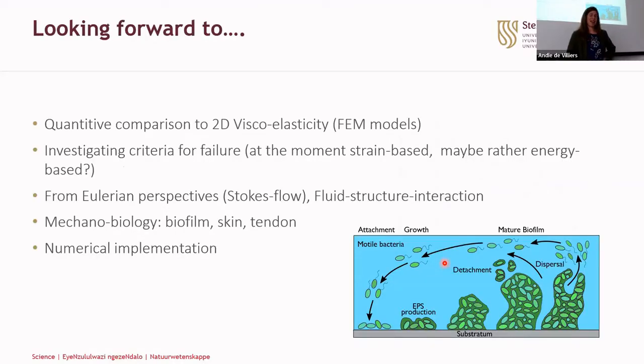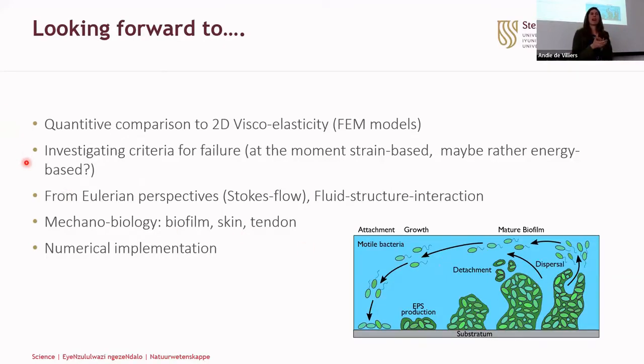Now, what to do from here? First, I have to finish this paper. And what's still necessary is to have a quantitative comparison to 2D viscoelasticity, but it's a bit difficult because you can't really use commercial software to find FEM results, because it's not plane strain or plane stress. What you're really looking at is 2D viscoelasticity.